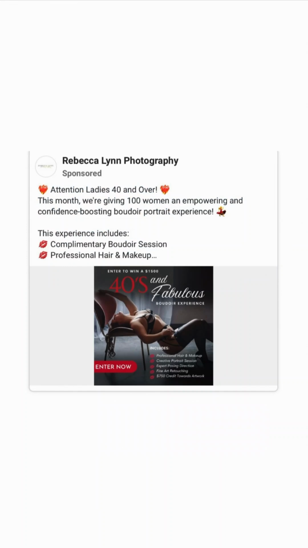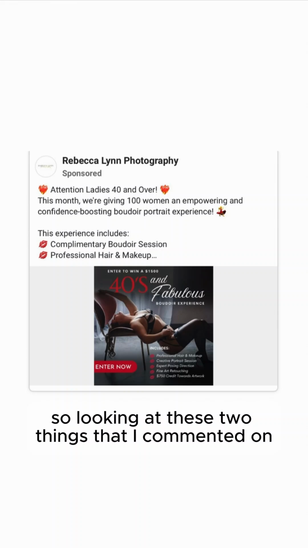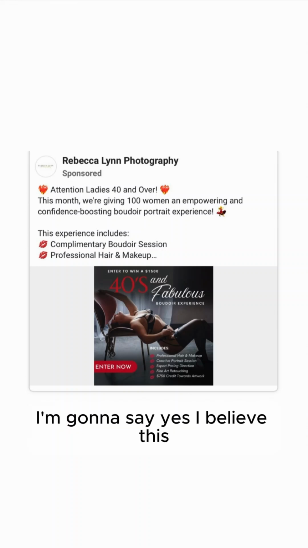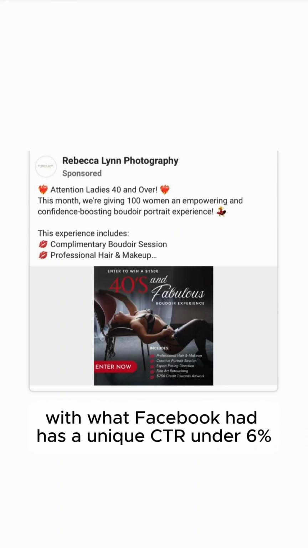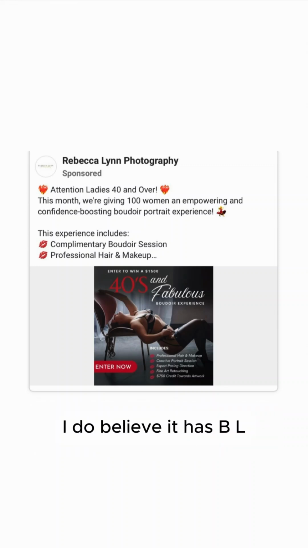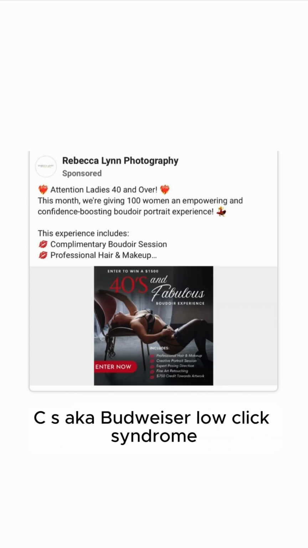So, all right, so looking at these two things that I commented on, I'm going to say, yes, I believe this boudoir Facebook ad has a unique CTR under 6%. Therefore, yes, I do believe it has BLCS, aka boudoir low click syndrome.